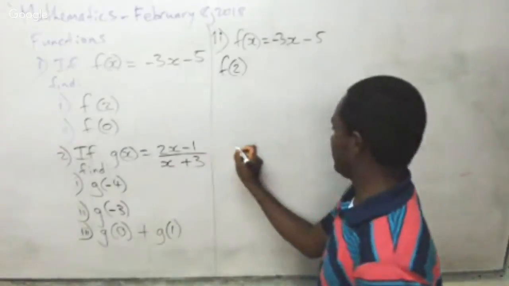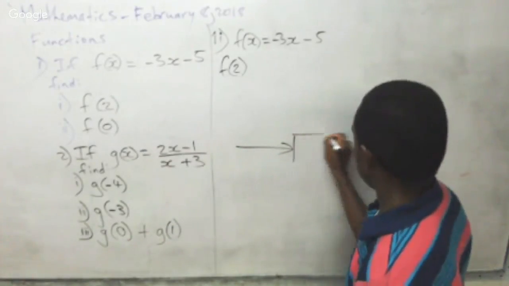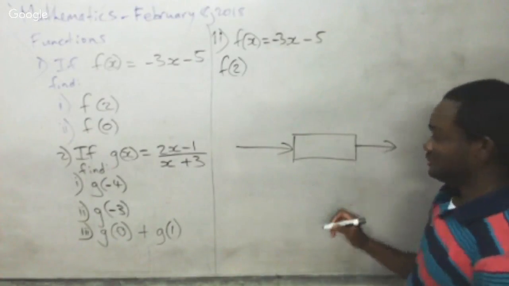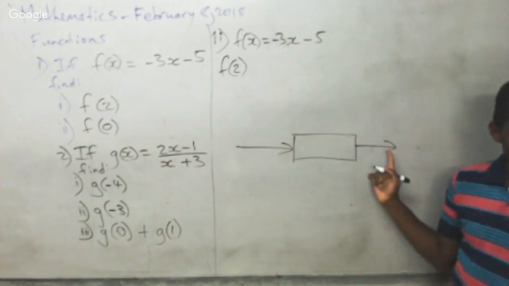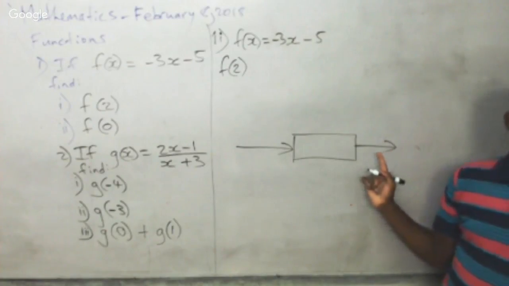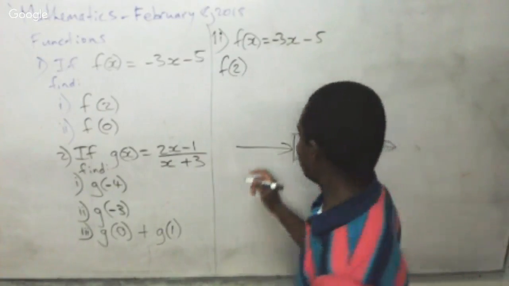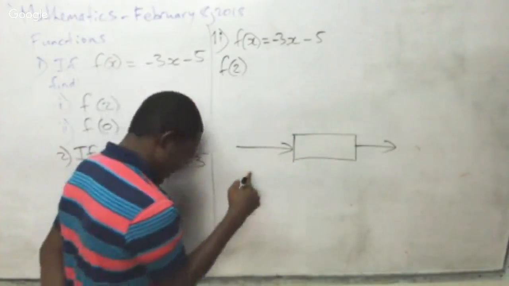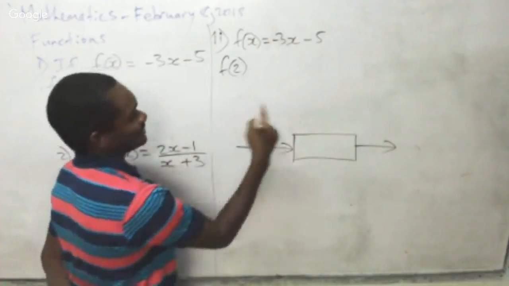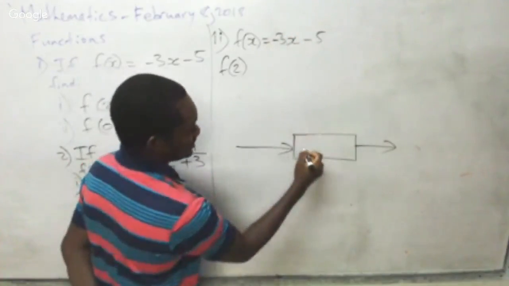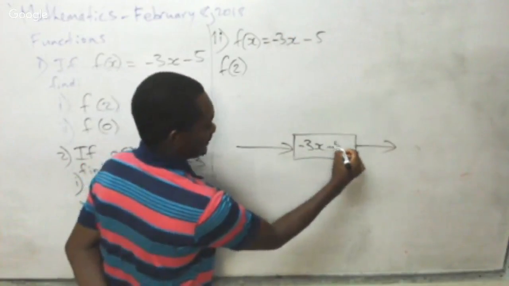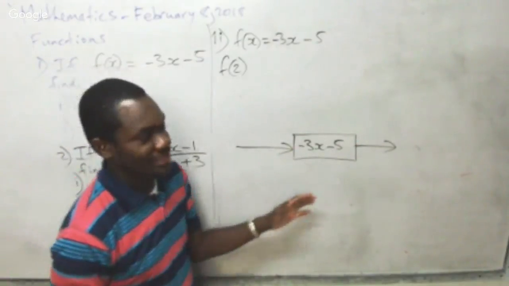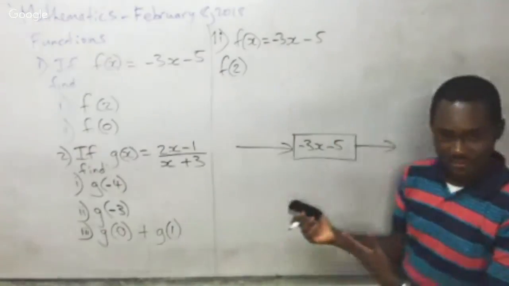A function operates like a machine. You know that? You put something in, you get something out. I am the input, not the function machine. So -3x minus 5, right? So that's the function. You're going to put something in the function, you're going to get out something. That's what it's saying.